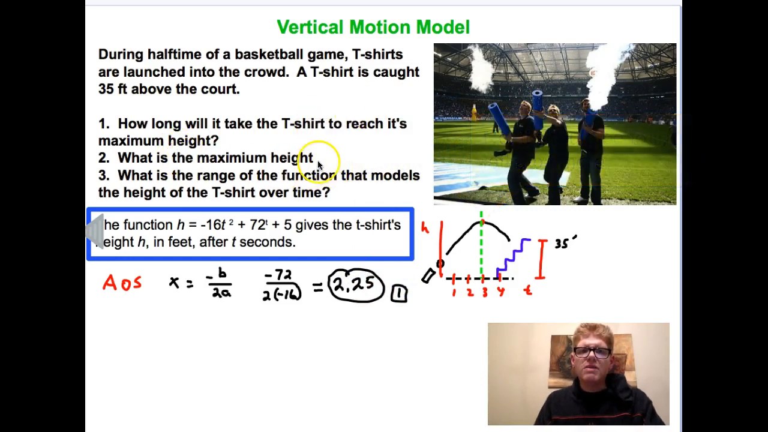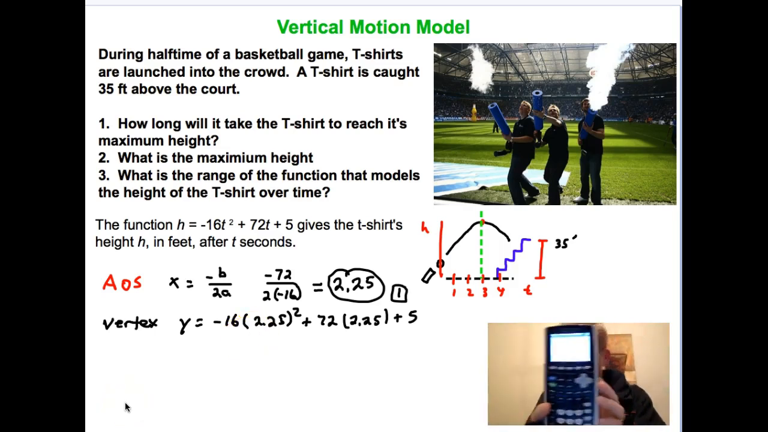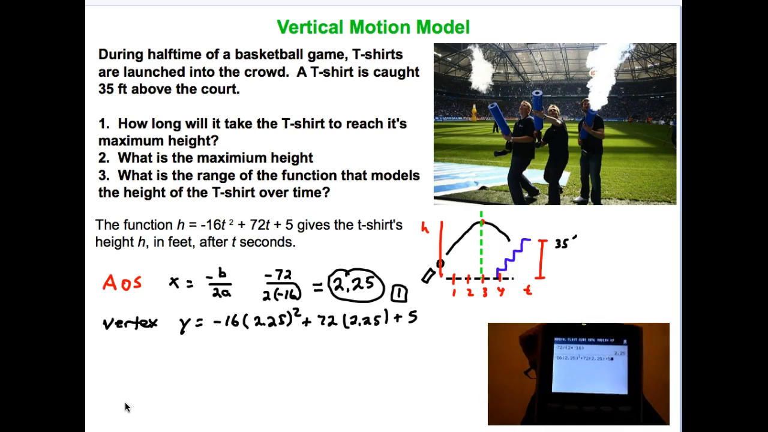But what about number 2? What is the maximum height? Well, we've found the axis of symmetry. We just need to find the vertex. And remember that to find the vertex, we just substitute the value that we had before for the axis of symmetry into the original equation. So y is equal to negative 16 times the time, which is 2.25, squared, plus 72 times 2.25 plus 5. We just need to calculate that all out. And when you punch it into your trusty dusty calculator, it might look a little something like that right there.